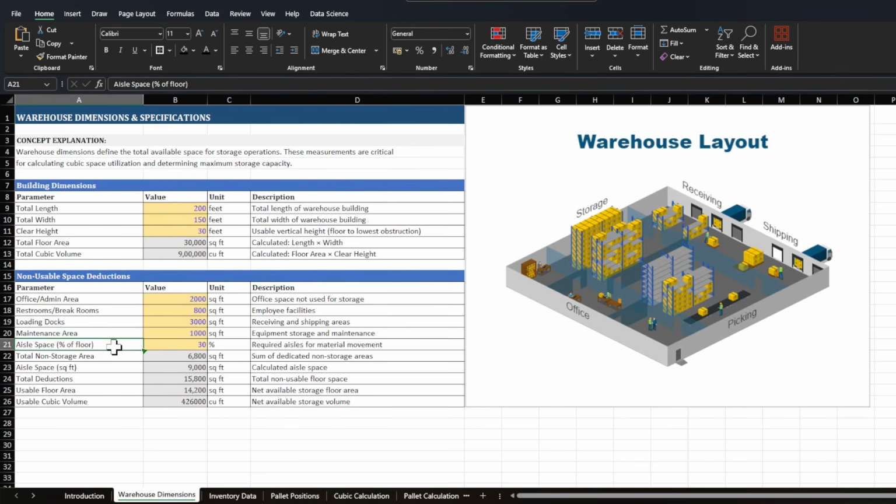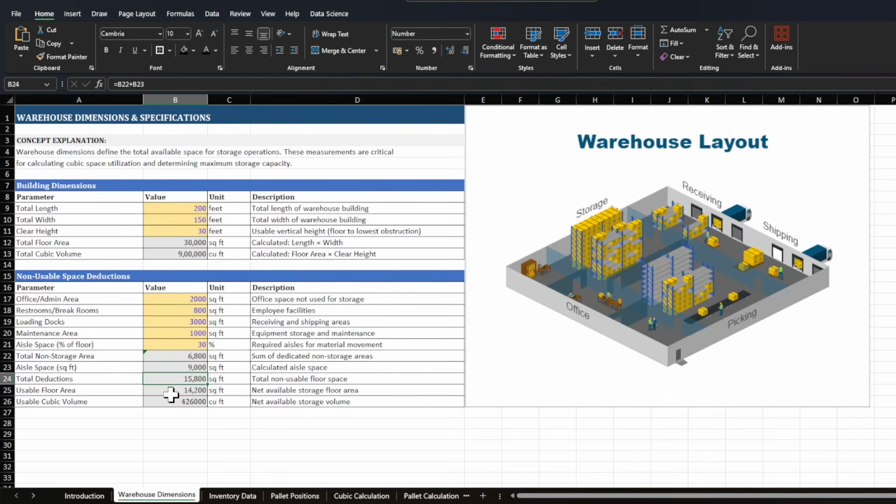Then there is aisle space, which is in terms of percentage of floor. Generally, the warehouse designer gives you this number. This is the space which is required for material movement, human movement, etc. If you check all of this area, you will sum it up and get the total non-storage area. The aisle space in square feet will be this one. In the total non-storage area, you need to sum up all of these non-usable spaces. Here we are calculating, by 30% of the floor, what my aisle space will be.